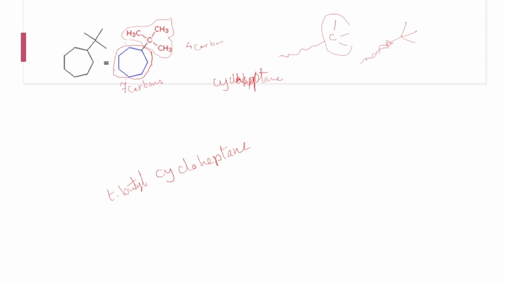So this is tertiary butyl because all the carbons are attached to the central carbon, which we usually call a tertiary carbon, and we will explain this in a separate video about tertiary, secondary and primary carbon and so on. So now we have cycloheptane as the mother compound and tertiary butyl as a straight chain. So this compound is called tertiary butylcycloheptane.